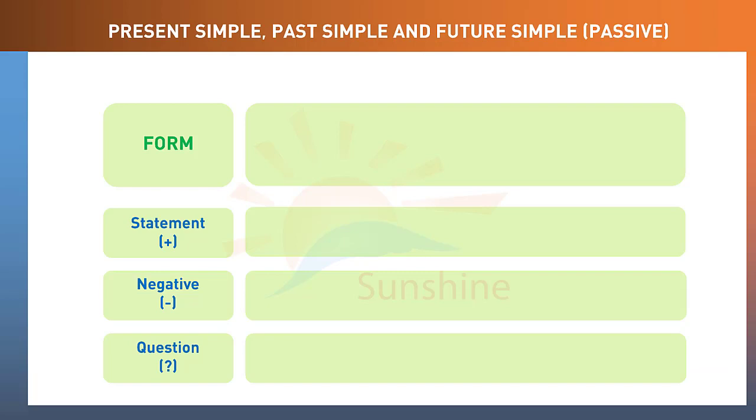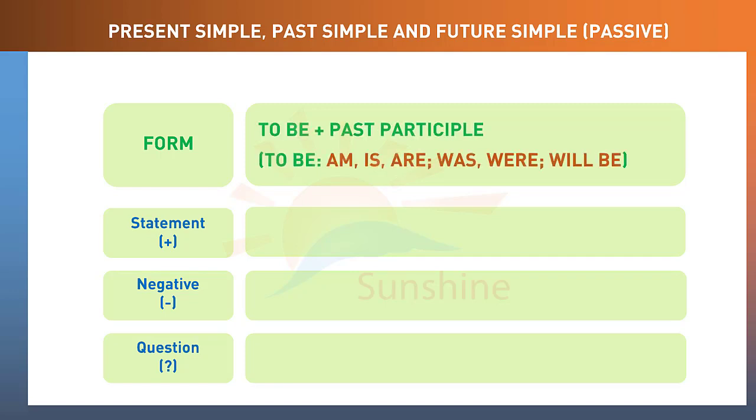Now let's look at the structure. For the simple tenses, present simple, past simple, and future simple, we use the correct form of the verb to be and the past participle. The various forms of the verb to be include am, is, are, was, were, and will be.